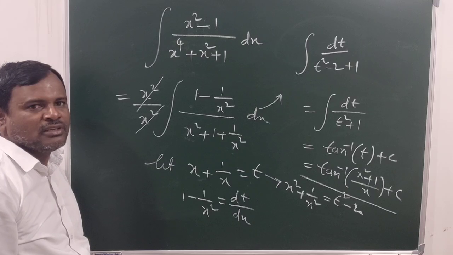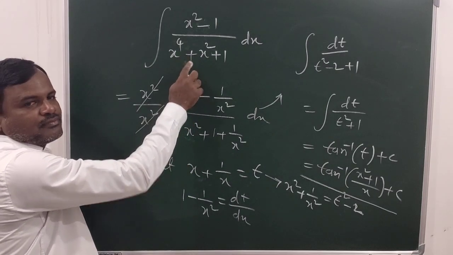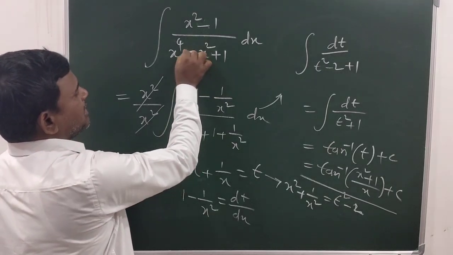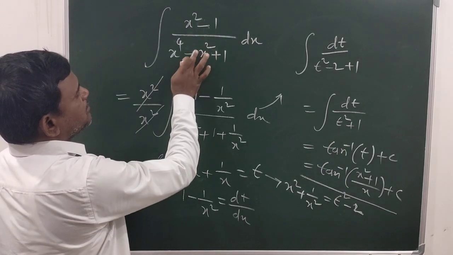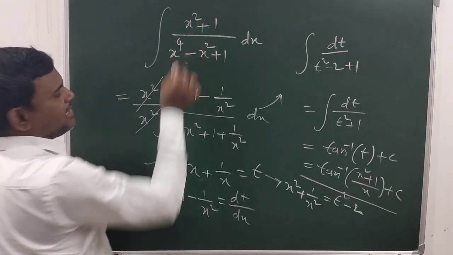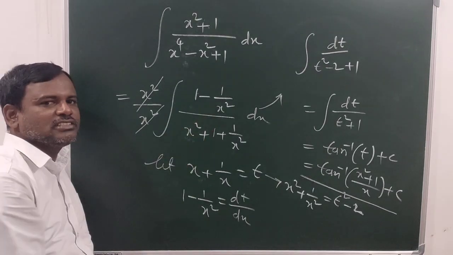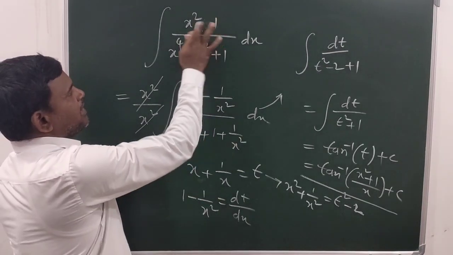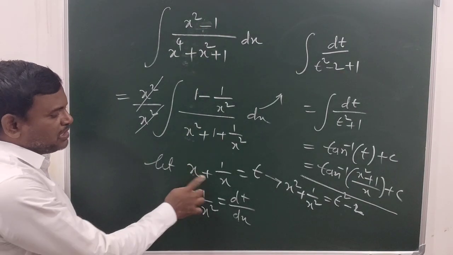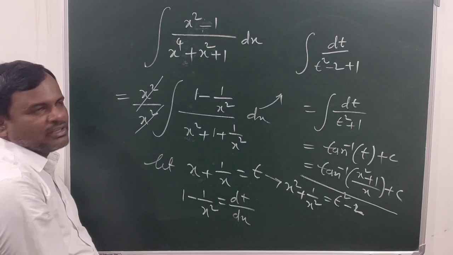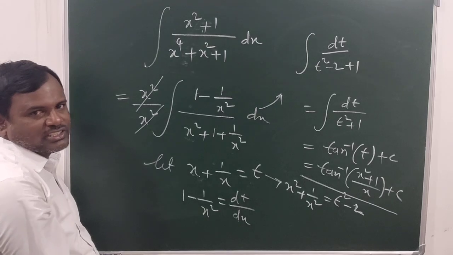Okay students, sometimes they may write here minus sign. Sometimes they will write here plus and here minus. So in all these cases, same procedure. Here if minus is given, what is the substitution? x plus 1 by x is equal to t. Here suppose plus is given, x minus 1 by x equal to t is the substitution.